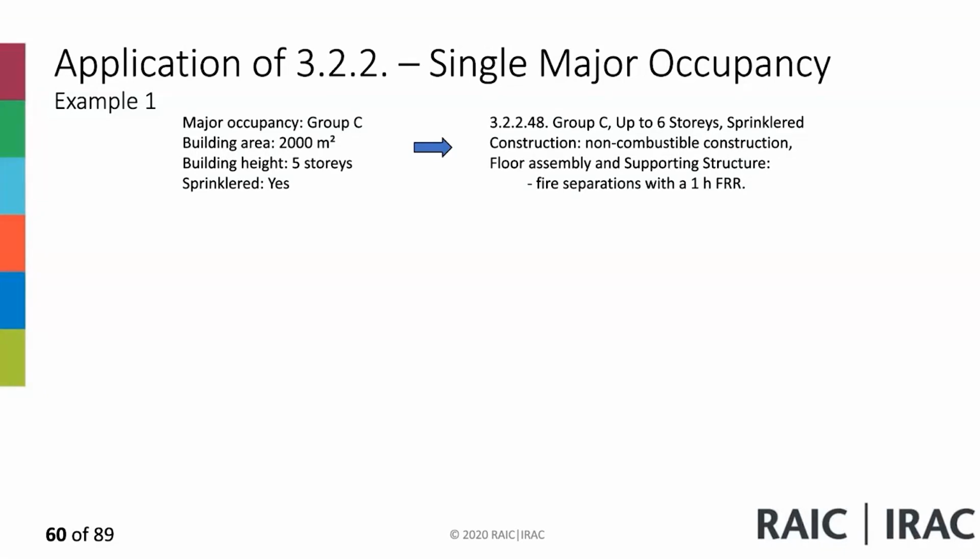Let's take a look. So major occupancy group C. Under the articles under 3.2.2, we need to take a look at it. And they start alphabetically. So they start with group A, then group B, and after group B, they go to group C. Do you agree with this? The single major occupancy of group C, I have a building of 2,000 square meters. The building is sprinklered, and it is 5 stories.